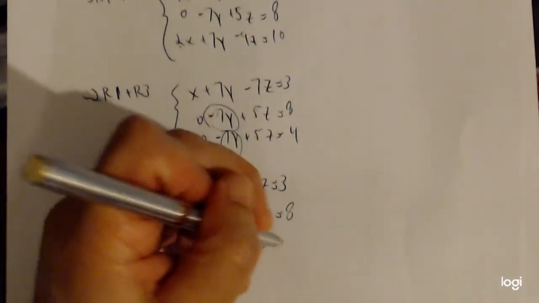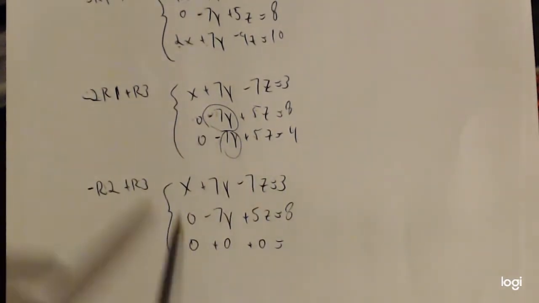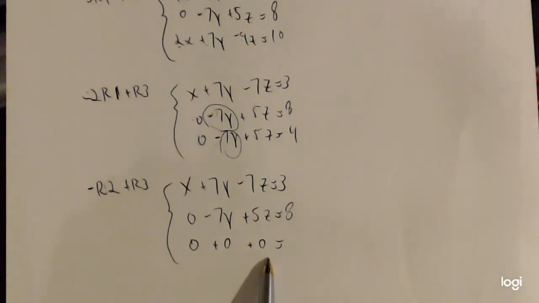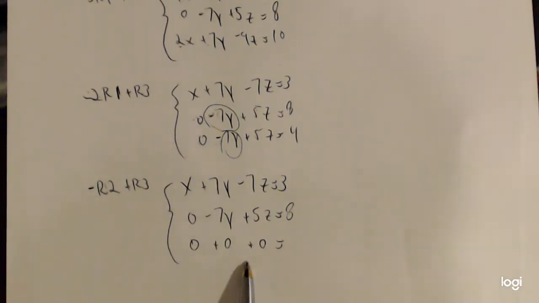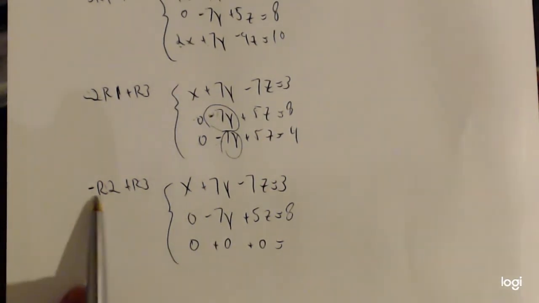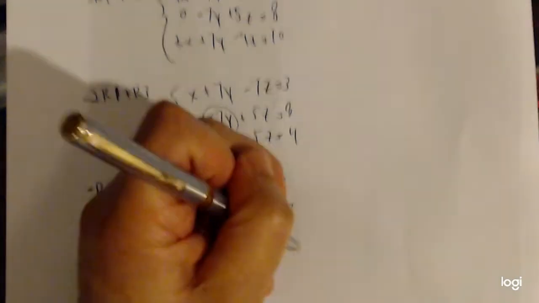Now we're noticing something here. Going through this process, we're getting a bunch of zeros, which, what is this suggesting? Either I'm going to have infinitely many solutions or no solutions. So let's see, this last number will tell us. So negative 8 plus 4 is what?